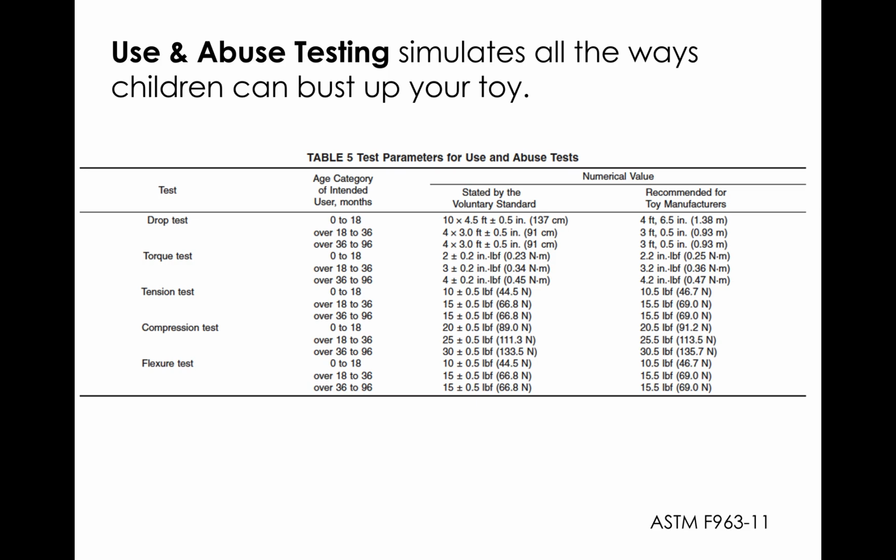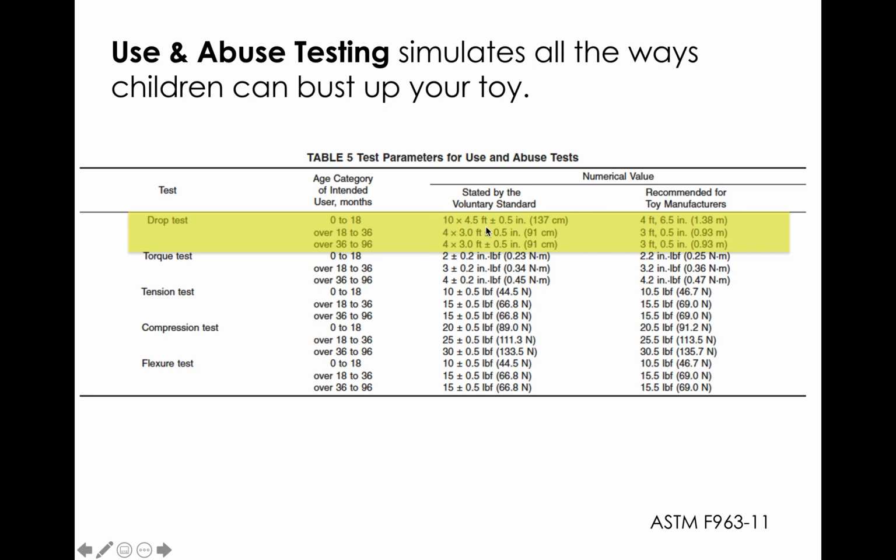Well, if your toy was intended for kids over 3 years of age, so it's stratified by age. So let's start down here, 3 years to 96 months. You would need to pass, your toy would need to survive four drops from 3 feet. A 3-foot drop, 4 drops. You would need to drop it onto a hard surface. So the floor needs to be, I think they actually specify they want linoleum. But basically dropping your toy from a 3-foot height 4 times. Interestingly, you'll notice that for a 0 to 18-month-old, they actually want 10 drops from 4.5 feet.